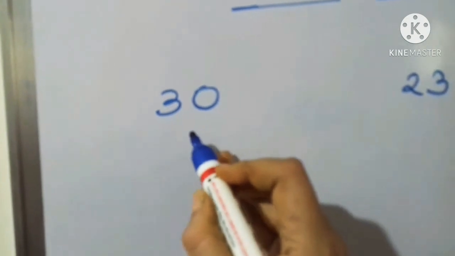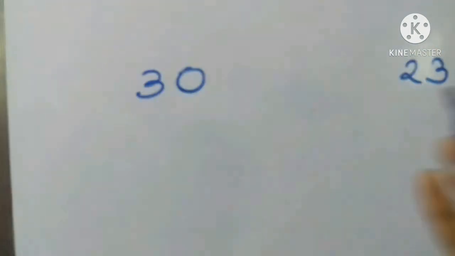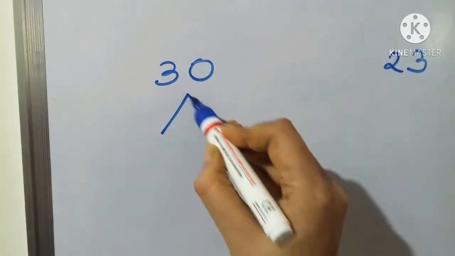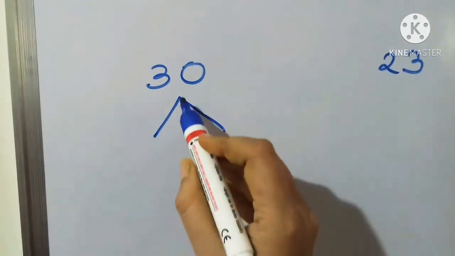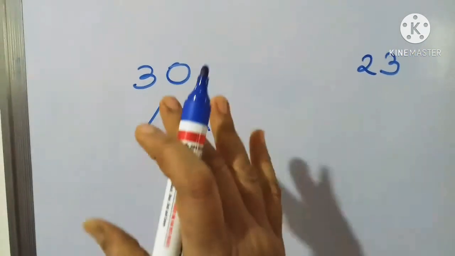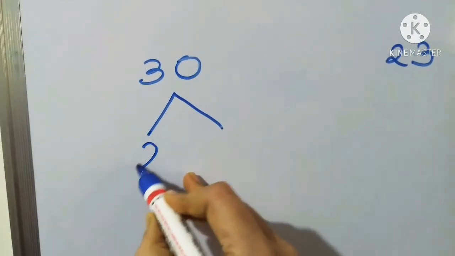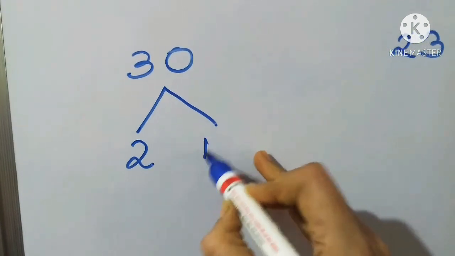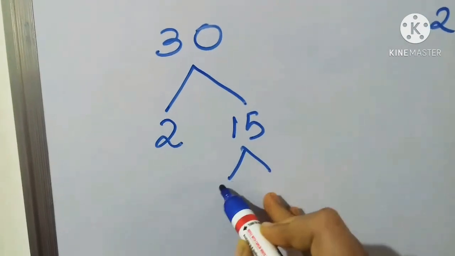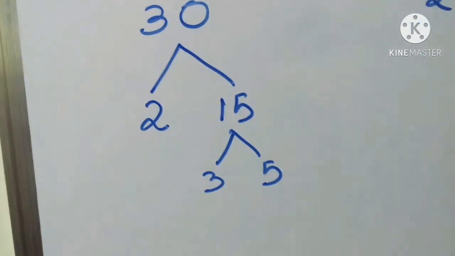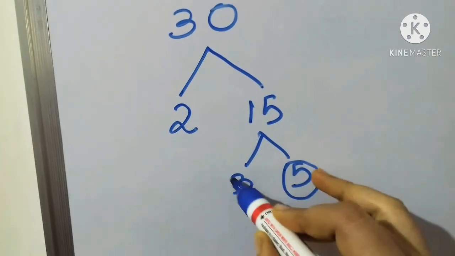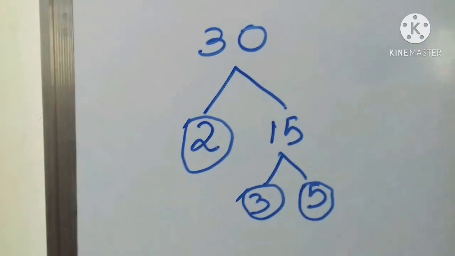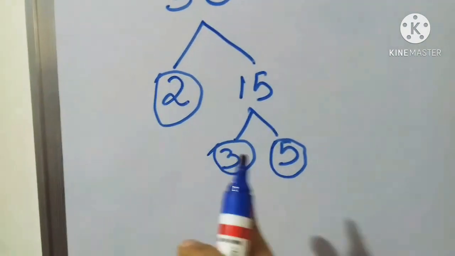First I am taking the number 30, and I have to draw a tree-like structure here. How? I have to search for the lowest number I can divide 30 by. Obviously it should be a prime number. With 2 I can divide: 15 2s are 30. Again I can divide: 3 5s are 15, and I have to circle out the prime numbers. These are the prime factors of 30. So the prime factors of 30 will be 2, 3 and 5.